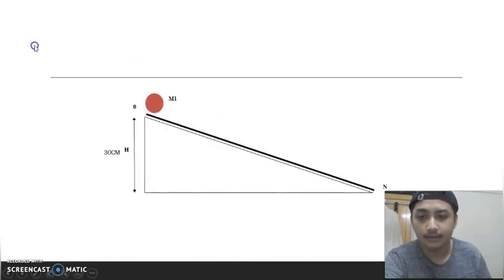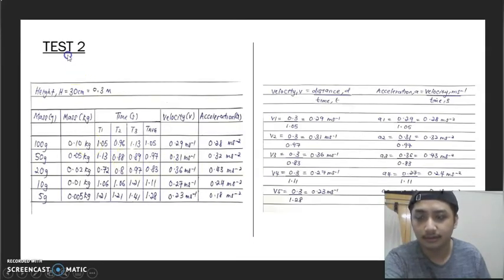So moving on to test 2. Test 2 is 30 centimeters. So this is the result table for test 2. Also 30 centimeters, we're going to convert it to meter because we're going to do the calculation. This is the mass gram of the M1. Also the same, different each: 100 gram, 50 gram, 20 gram, 10 gram and 5 gram. This is what we got after we convert it to kilograms.